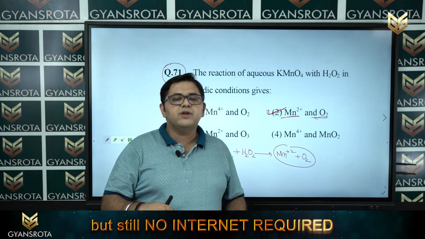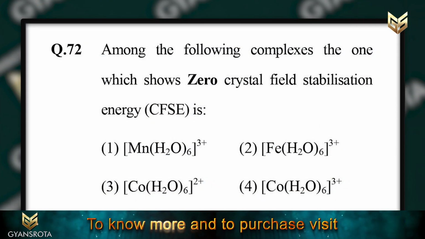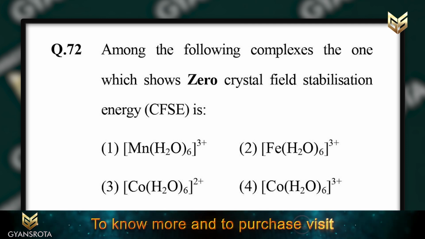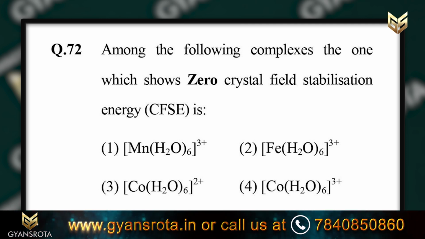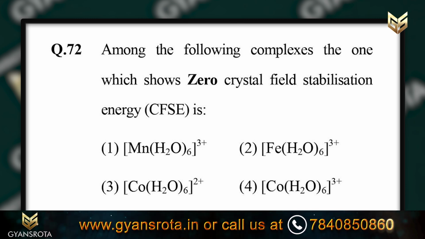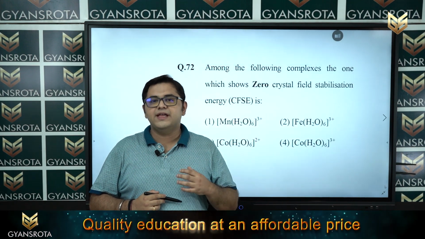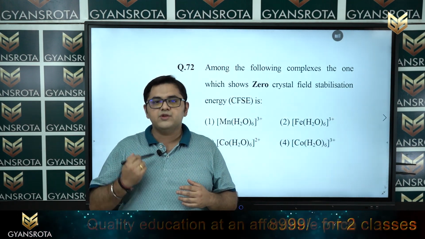Now we are moving to the next question, that is question number 72. Question number 72 is on your screen. Among the following complexes, the one which shows 0 crystal field stabilization energy is. This question comes from your coordination compound chapter of your class 12 NCERT. Now we are moving to the solution part.